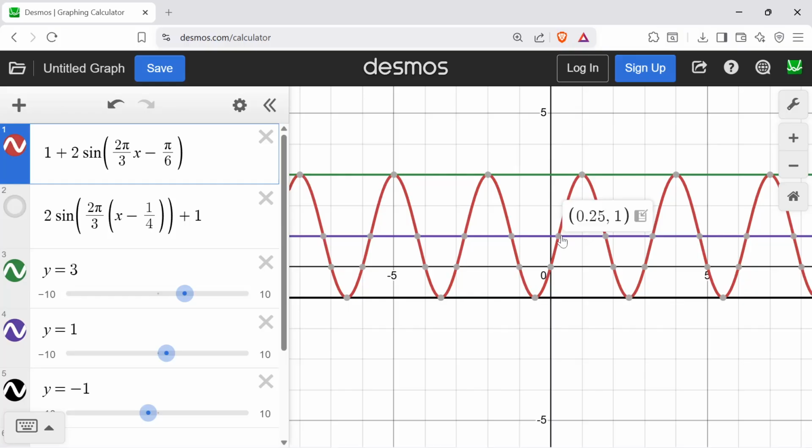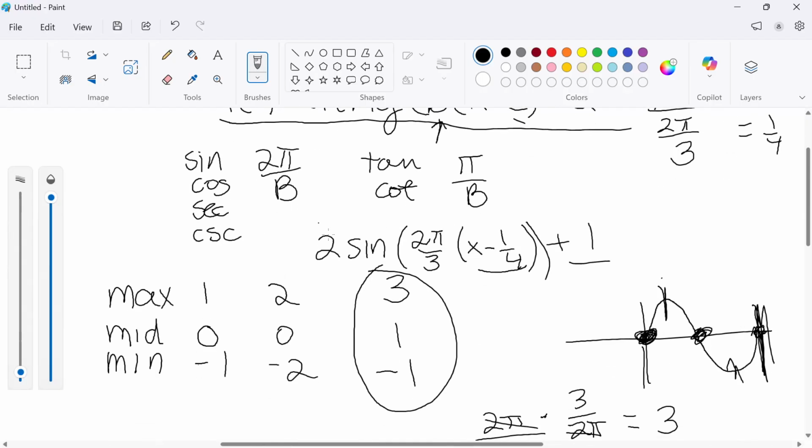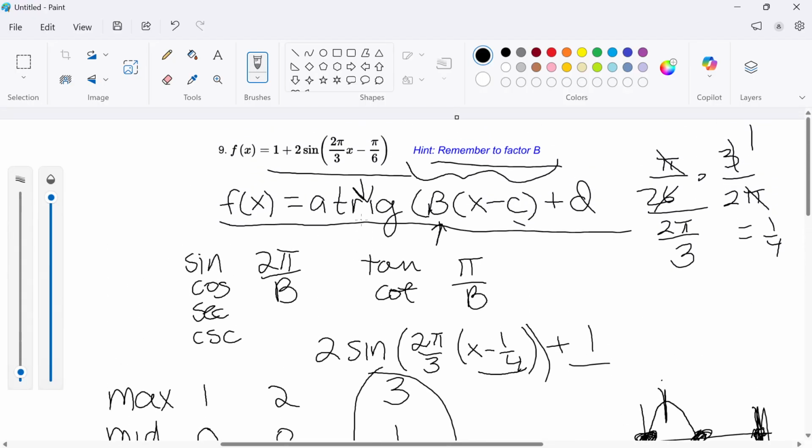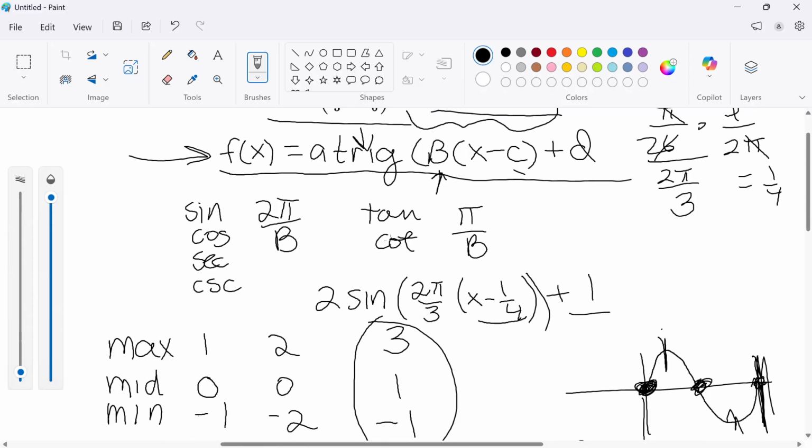But I don't need that because I've got 2 cycles starting from 0.25. One cycle up to 3.25, and then the second cycle up to 6.25. And that's how it is done. So step 1, make sure it's in this format so you can see all the shifts and figure out the period and so forth. Find the max, the midpoint, the min.